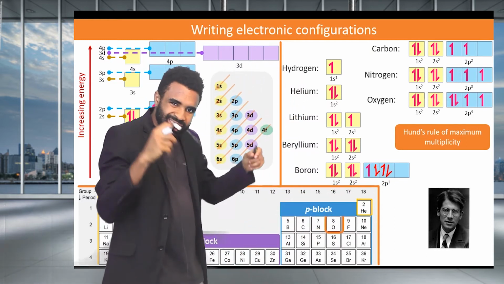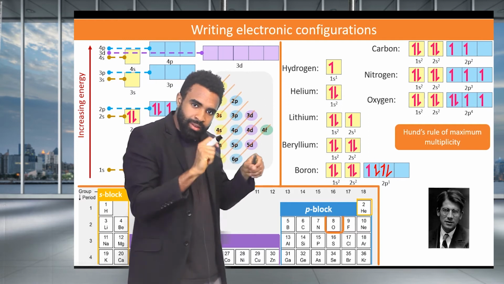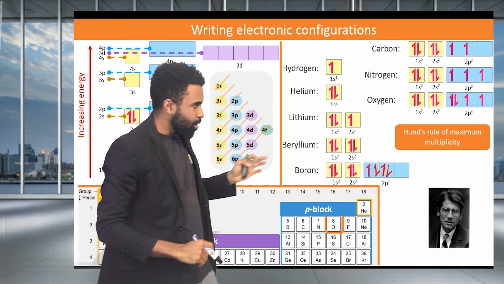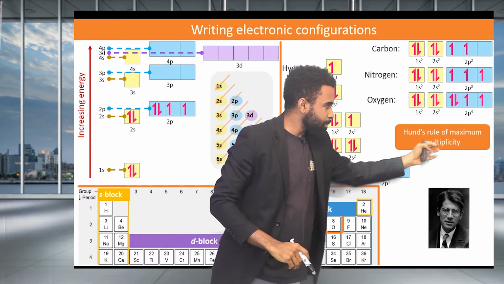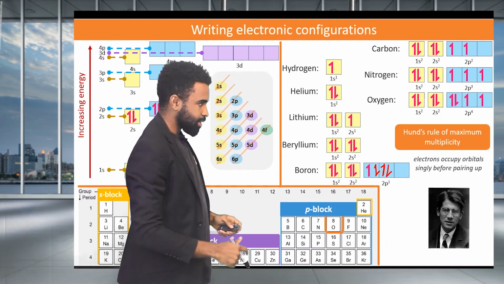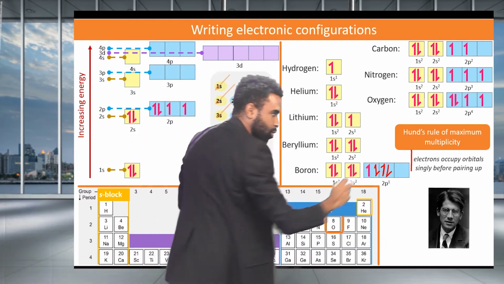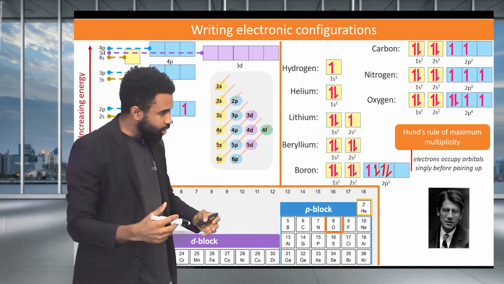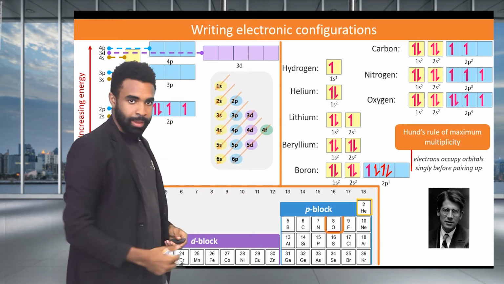Well, because electrons don't like to be squeezed together. They like to spread out. This spreading out principle, we call it Hund's rule of maximum multiplicity. What is that rule? It states that electrons occupy orbitals singly before they pair up. Okay? Electrons occupy orbitals singly before they pair up.